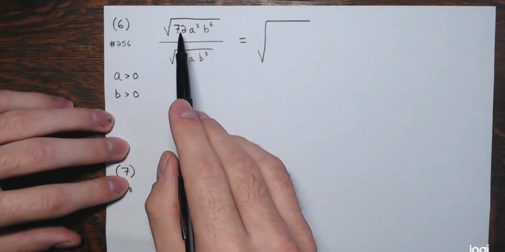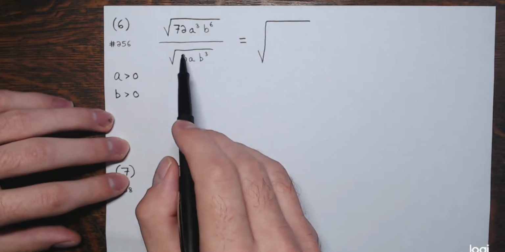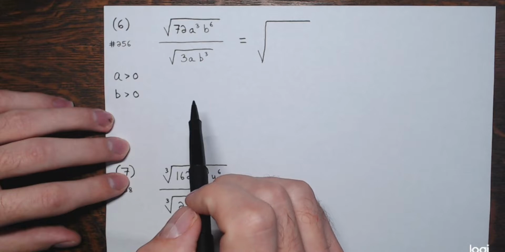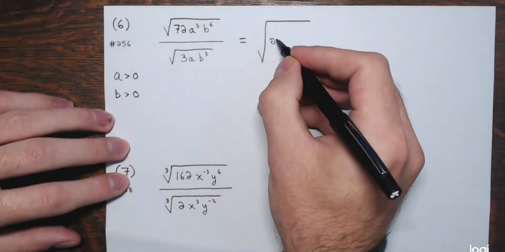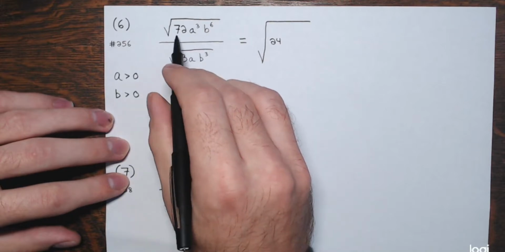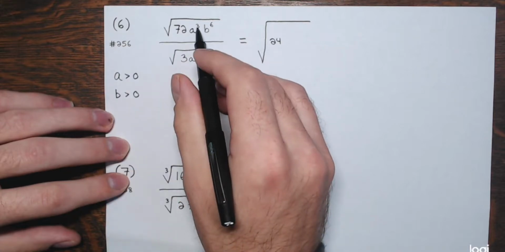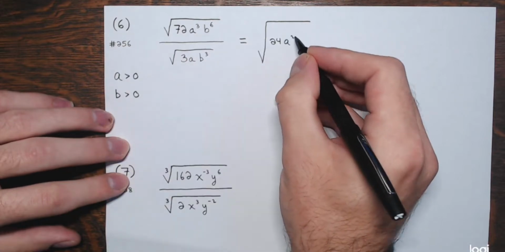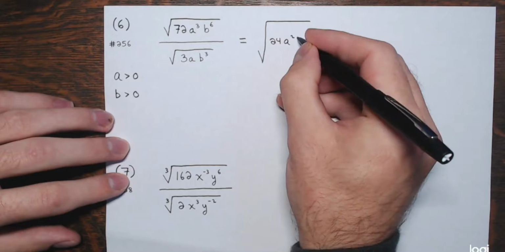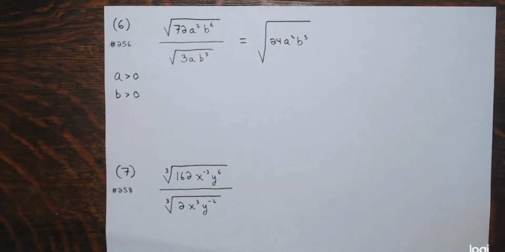Now 72 over 3, they have a common factor of 3. And 72 divided by 3 is 24. In fact, there won't be a denominator. Right? 3 times 24 is 72. Then a cubed over a is a squared. b to the 6 over b cubed is b to the third. So no denominator, just the square root of 24a squared b cubed.